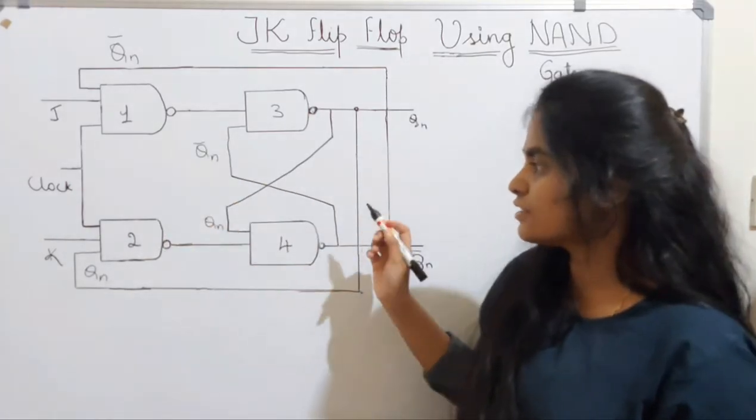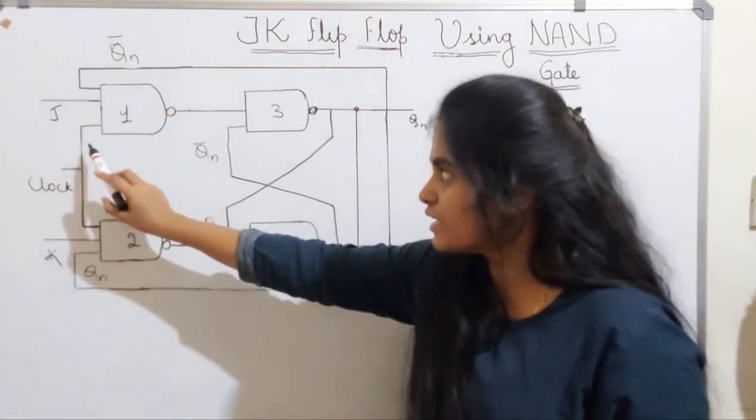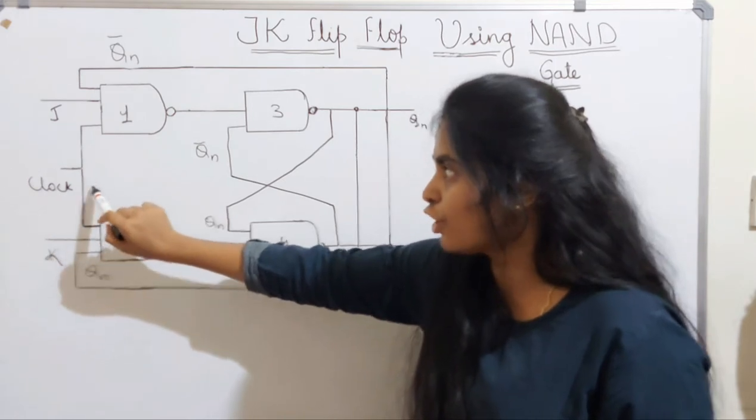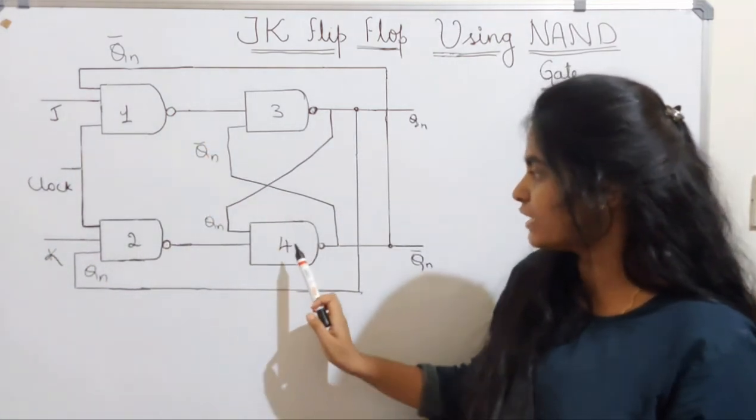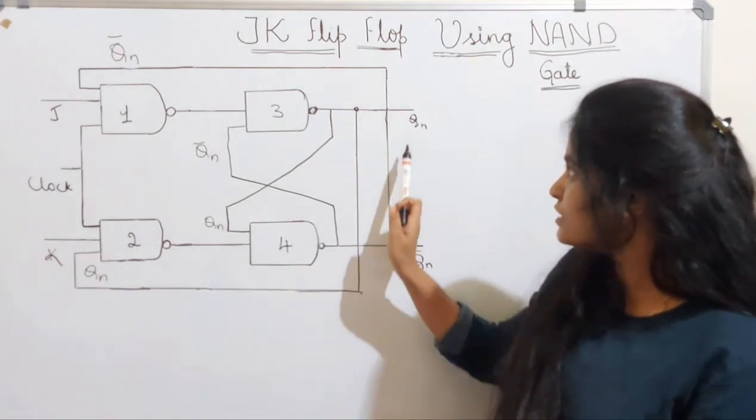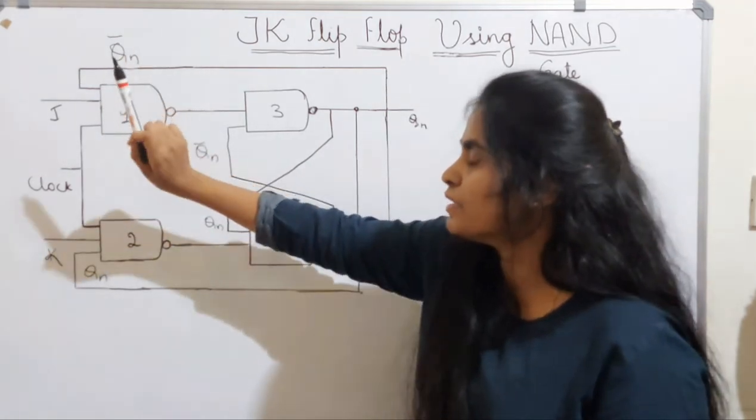When you look into this circuit, there are 4 NAND gates present, wherein the first NAND gate has 3 inputs. The first input is J, the second input is taken from the clock pulse, and the third input is considered to be the output of 4th NAND gate. The output of 4th NAND gate is Qn complement. If you notice, the circuit connection goes this way, and I am writing here Qn complement.